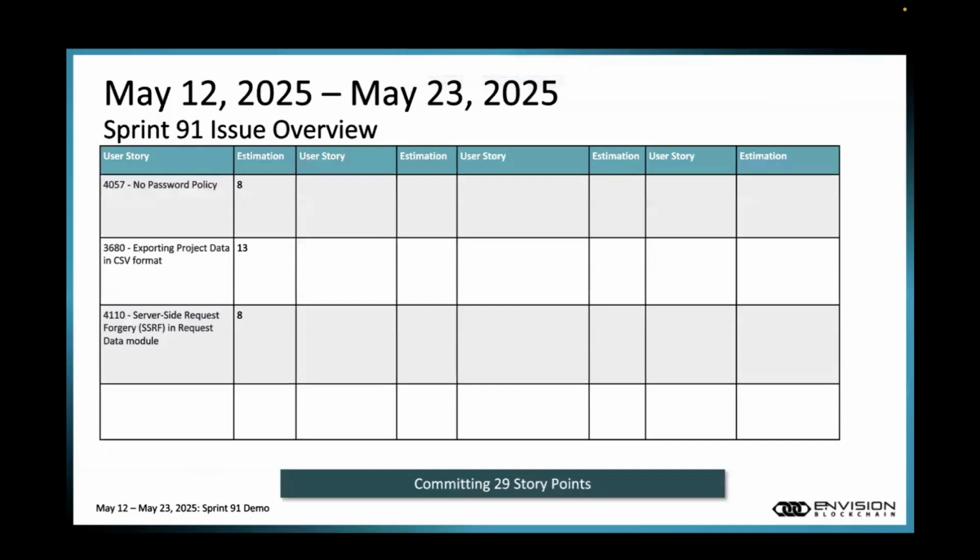Now, looking ahead to Sprint 91, currently we are committing to 29 story points, which includes 4057, the password policy. We are trying to implement a password policy so that every Guardian instance has a strong password, which includes different levels. Then we are also working on 3680, which is exporting project data in CSV format. And we have one of the audit issues, 4110, which is server-side request forgery in the request data module.